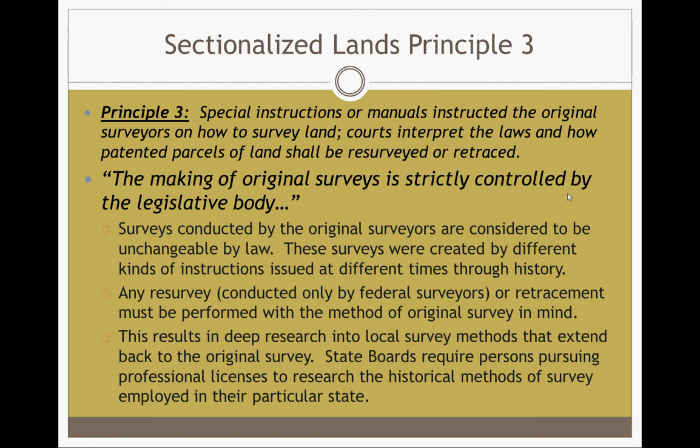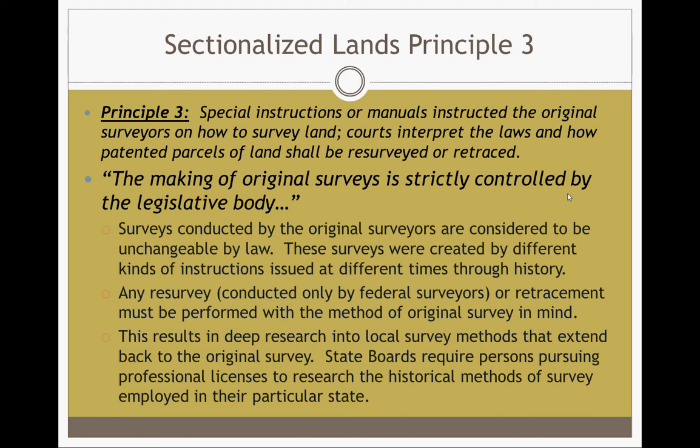Principle 3: special instructions or manuals instructed the original surveyors on how to survey land, then courts interpret the laws and how patented parcels of the land should be resurveyed or retraced. Remember, the making of original surveys is strictly controlled by the legislative body. It's an original, which means the government is in charge of it. Surveys conducted by original surveyors are considered once again to be unchangeable by law. These surveys were created by different kinds of instructions throughout different times of history.